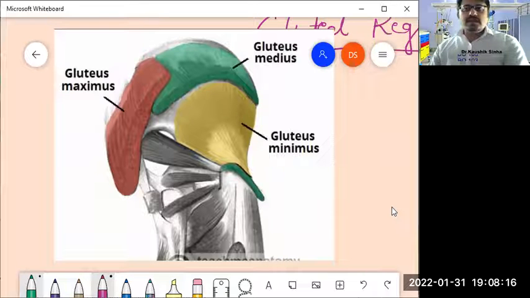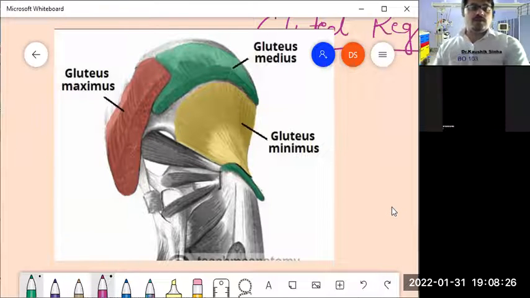We can see in this diagram part of the hip bone. Do consider keeping the videos on. Everybody has switched off the video; everybody should be keeping it on.